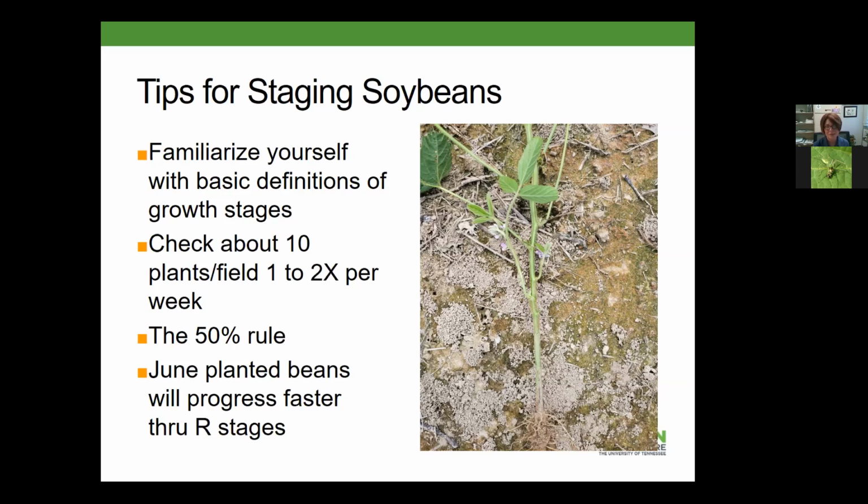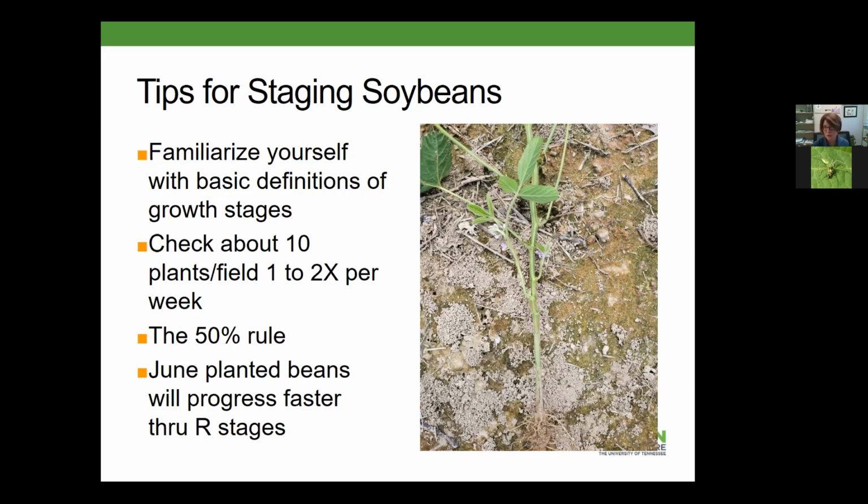One of the things I didn't do was show a chart with numbers of days at R3 and numbers of days at R4 and 5, because when I looked at our data, what I realized is there's a big range in that number. The earlier that you plant, the slower the progress between all of those stages. And so that plant spends maximum time between all of those stages. So it's a lot slower process.